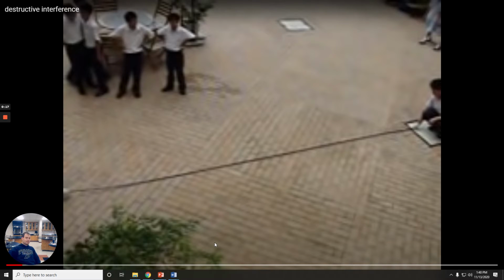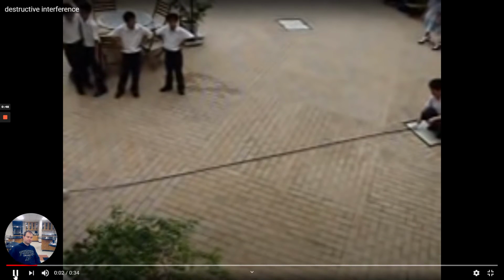Now, interference happens whenever two waves meet and their effects overlap. Destructive interference happens when the waves are trying to do opposite things and they partially or completely cancel each other out. After all, waves can work with each other, that's constructive interference, or they can work against each other, destructive interference. So let's take a look at this video.